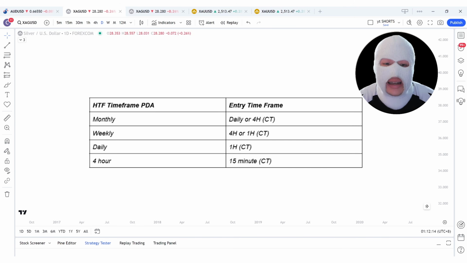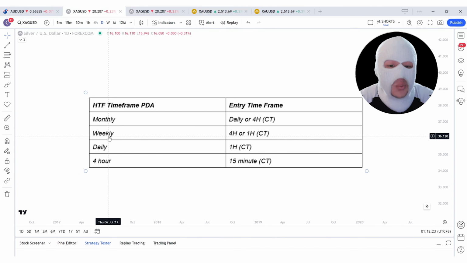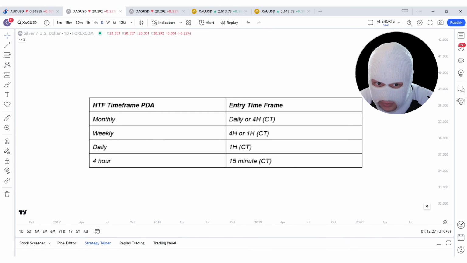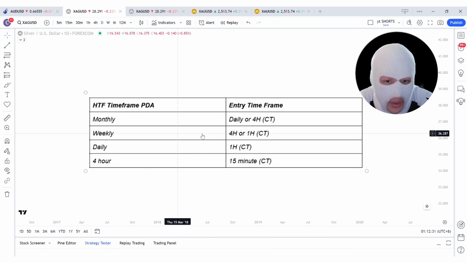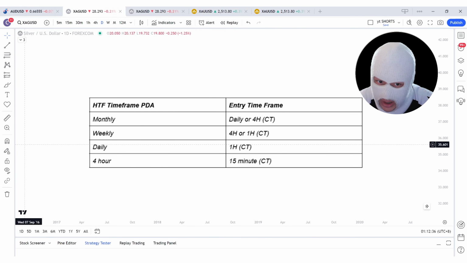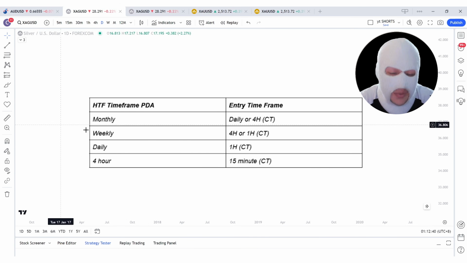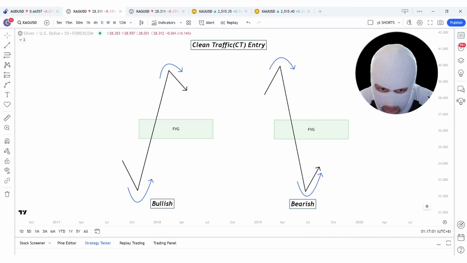If you're using the monthly PD array, you want to use the daily entry or 4-hour CT entry. If you're using the weekly PDA, then you want to use a 4-hour entry or a 1-hour CT entry. If you're using the daily PDA, you want to use the 1-hour entry or a 15-minute CT entry. If you're using a 4-hour PD array, you want to be using the 15-minute entry or a 5-minute CT entry.